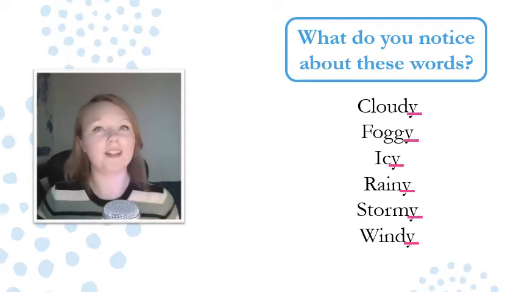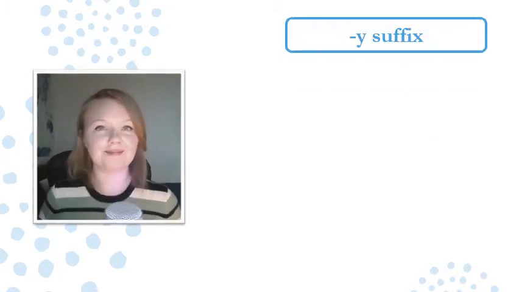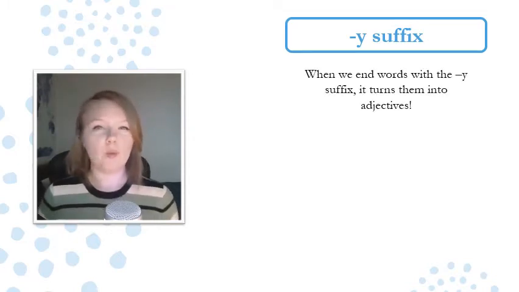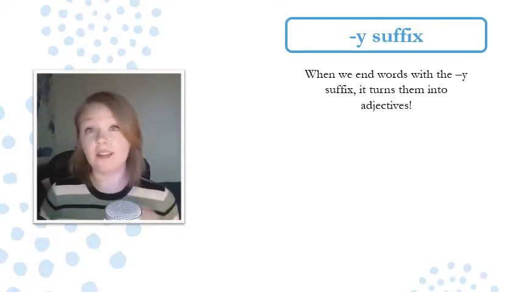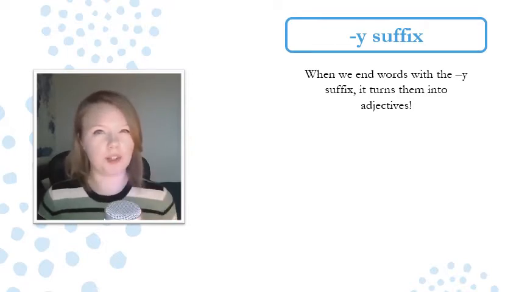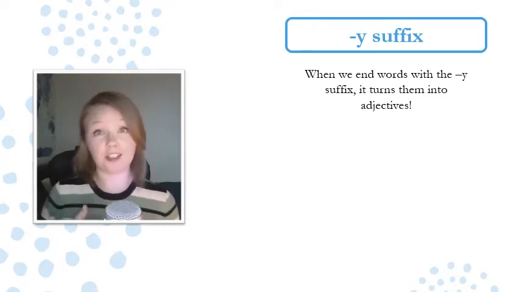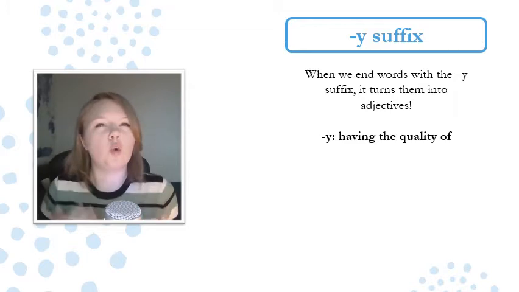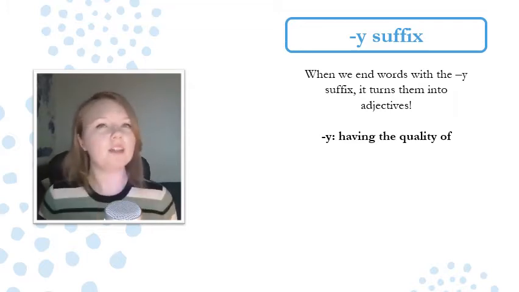Let's talk about what that means and why it's important. A word ending like this is called a suffix. So let's talk about the Y suffix. When we end words with the Y suffix, it turns them into adjectives. Often we use this to turn nouns into adjectives. When we add Y, this suffix means having the quality of. Let's look at a few examples and see if we can determine what they mean.